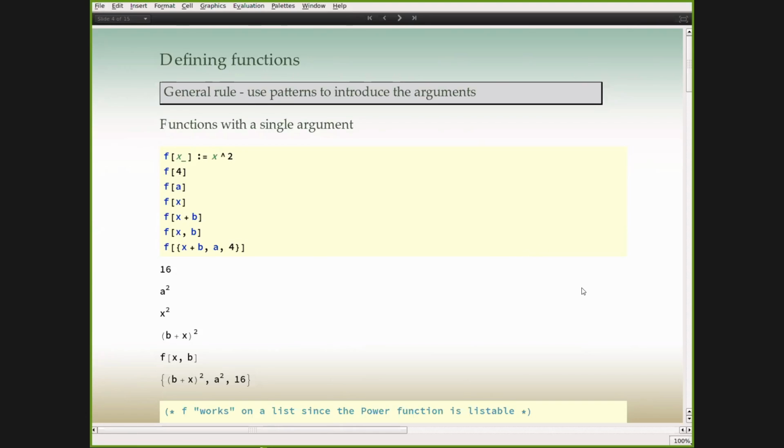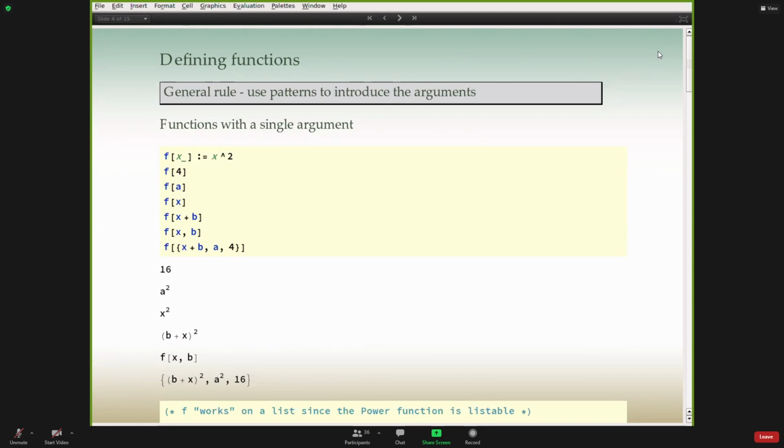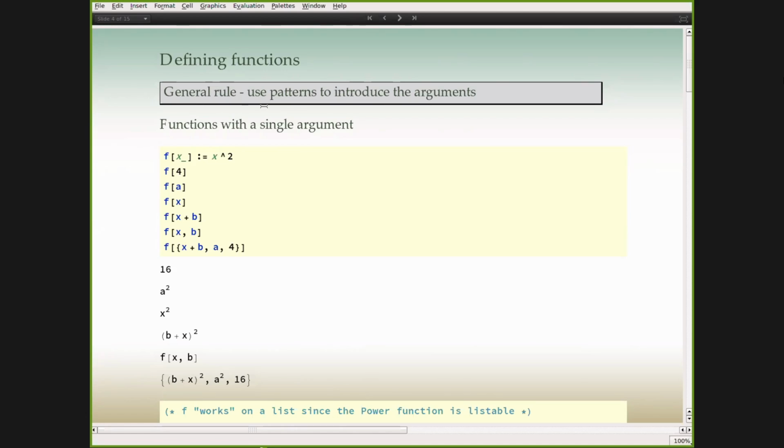Okay, so knowing all that I have said about patterns, now we can define functions in a way that lets us understand what the elements of the definition are. The general rule when defining functions is that you should use patterns to introduce the arguments. A simple example, you already know this: we have a function with a single argument, f of something, an expression which we call locally x, and the function just squares the x.